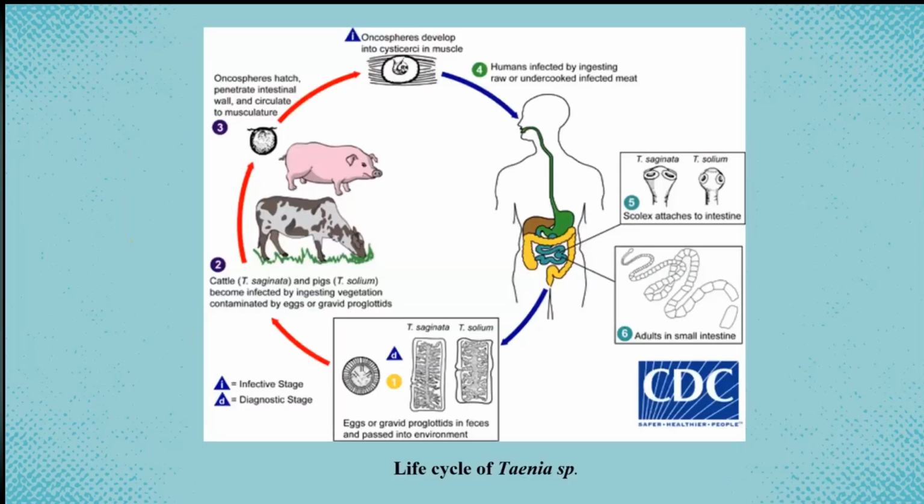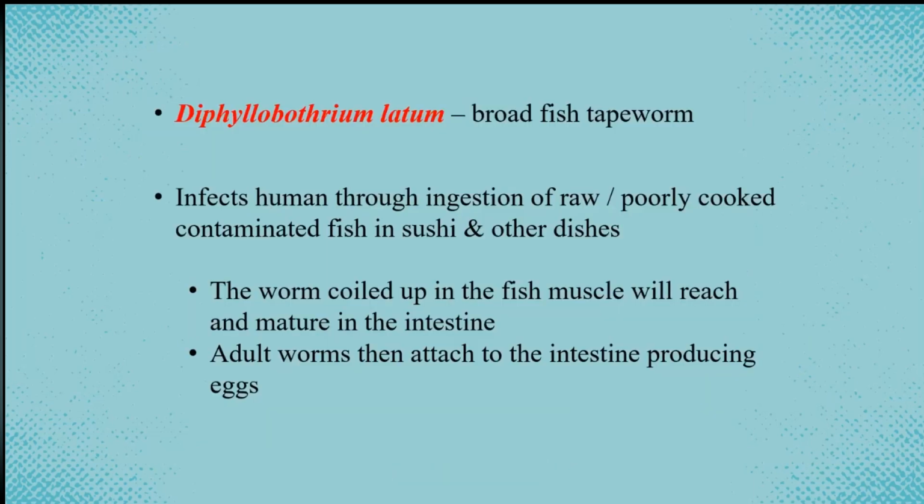This is a picture of the life cycle of Taenia, and then Diphyllobothrium latum is what we call another, the broad fish tapeworm. It infects humans through ingestion of raw or poorly cooked contaminated fish in sushi and other dishes. The worm coils up in the fish muscle, reaches and matures in the intestine. The adult worm then attaches to the intestine, producing eggs.